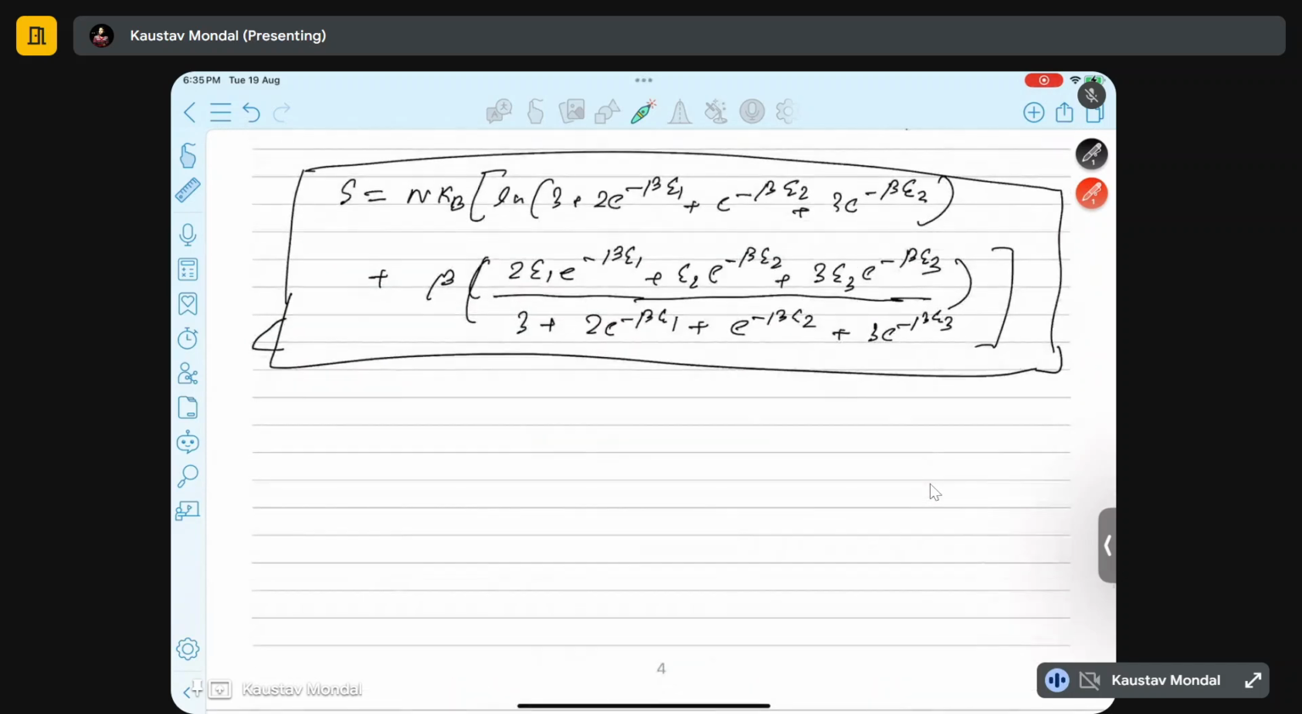So now the next thing that we will do is the thing called negative temperature. So what is basically negative temperature?